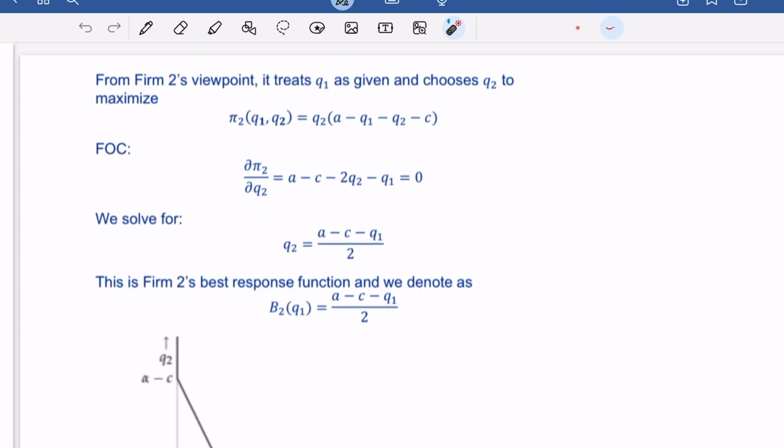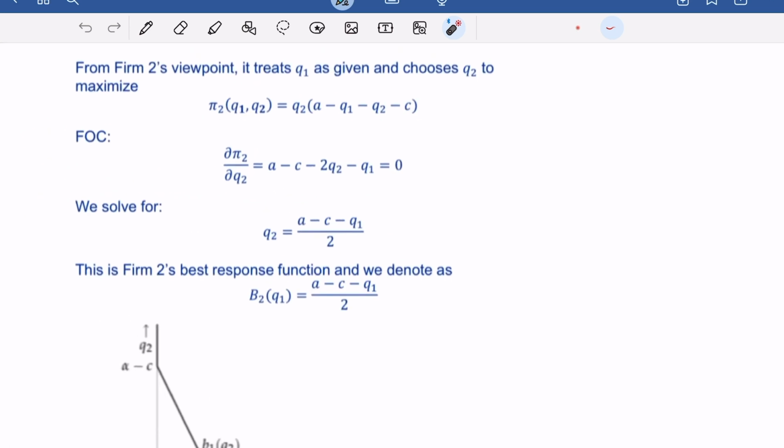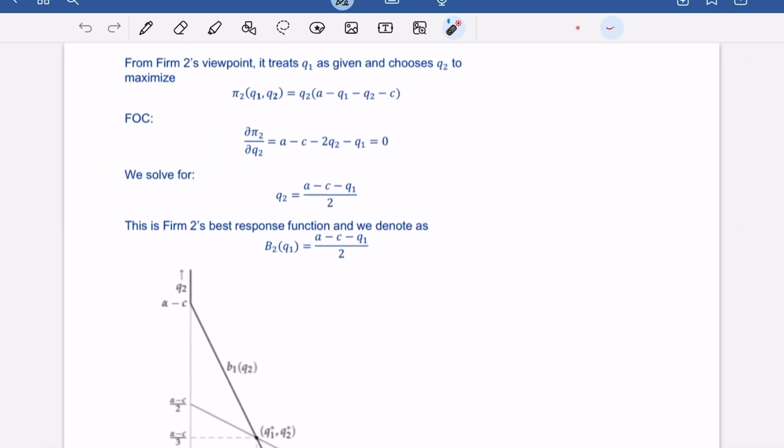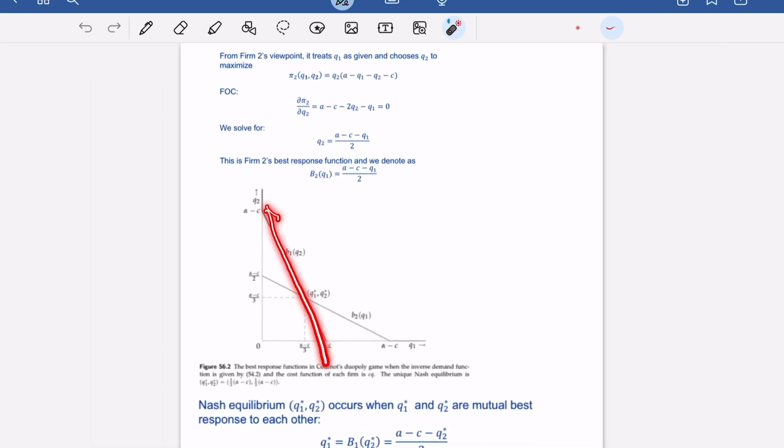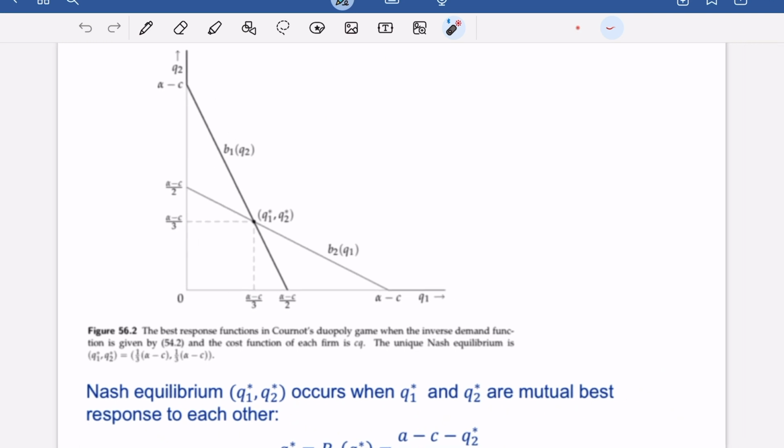And from firm two's viewpoint, it is the same. We just take the partial derivative with respect to Q2 and we get the following. In that case, we are able to draw the best response functions for both player 1 and player 2, and we see that they intersect at the point alpha minus C over 3. And so this alpha minus C over 3 is the unique Nash equilibrium.